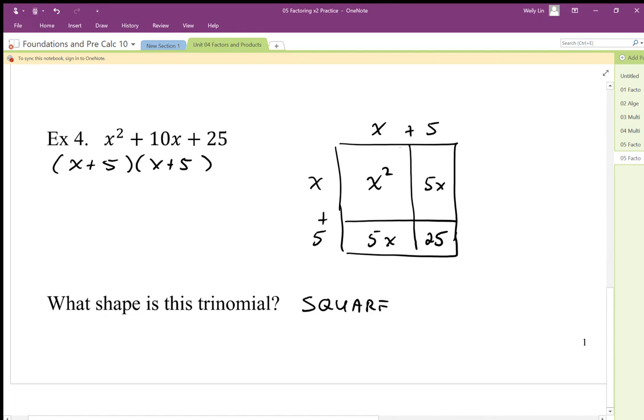And if it's a square, we can write it in the squared form. Okay, so square indicates that we're dealing with a square shape. We definitely have a square shape here. So we can use it as a square. We can keep it as multiplication, but there are times where it's more convenient to write it in the squared form.